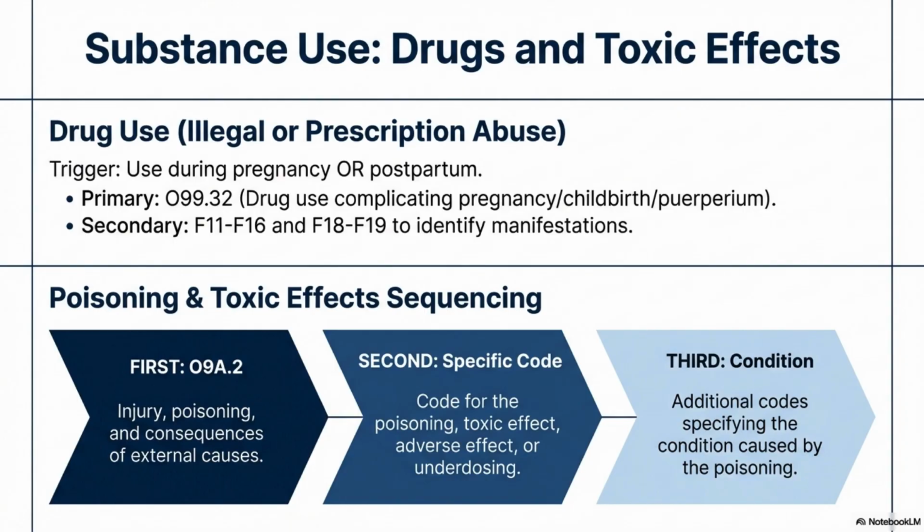For poisoning or toxic effects, sequencing is everything. First, O9A.2, injury, poisoning, and consequences of external causes complicating pregnancy. Second, the specific poisoning or toxic effect code. Third, any additional codes describing the condition caused by the poisoning. This ensures the pregnancy-related impact is captured first.